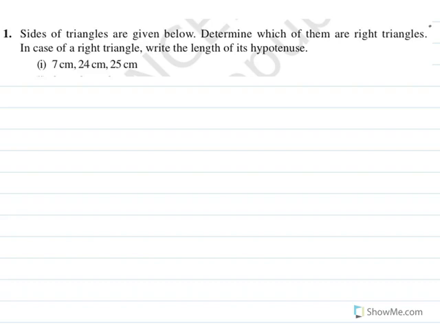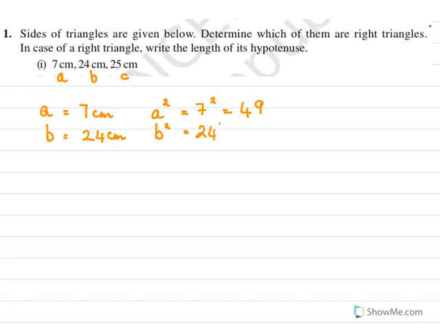So here I have three sides. This is say A, then I have B and C. So A equal to 7 centimeter. I have to find the square. A square is 7 square, which is 49. Then B equal to 24 centimeter. B square equal to 24 square, which is equal to 576. And C is 25 centimeter. So C square, 25 square, equal to 625.